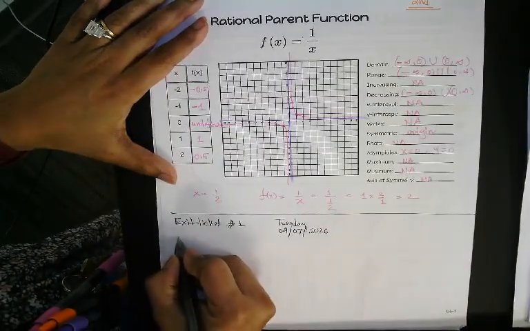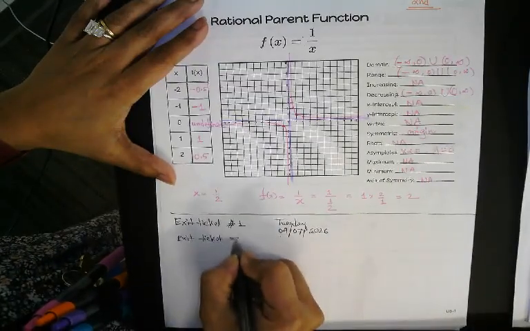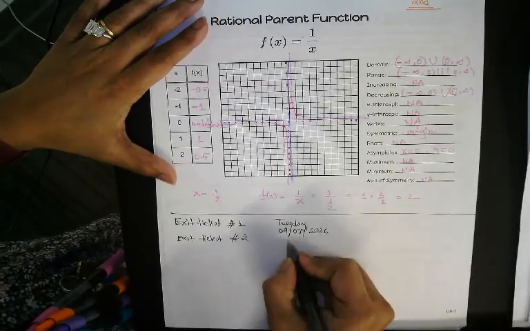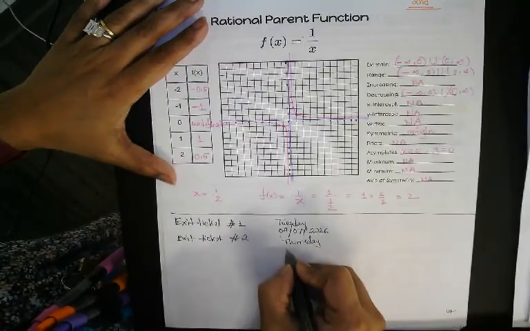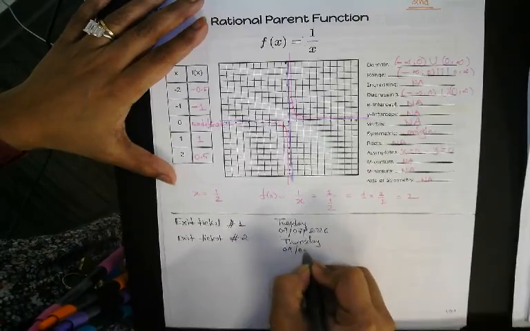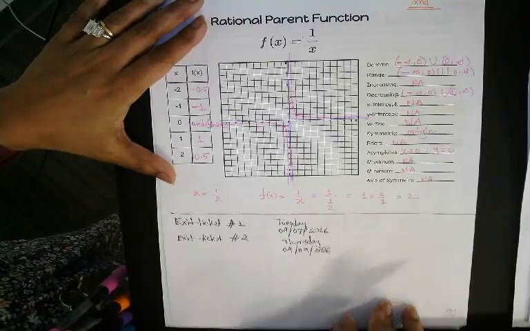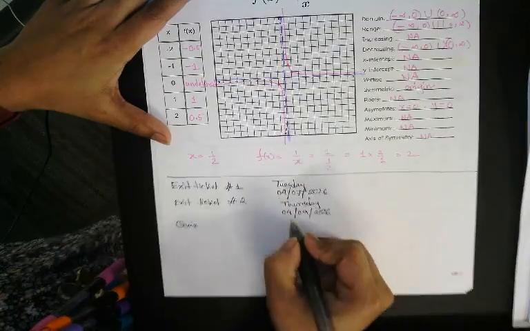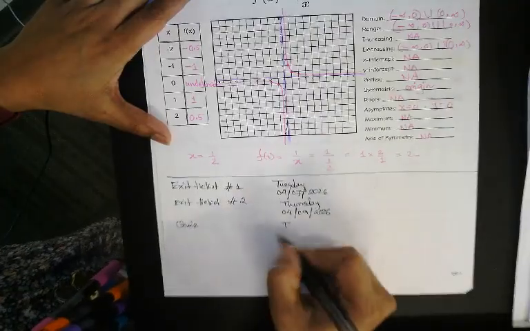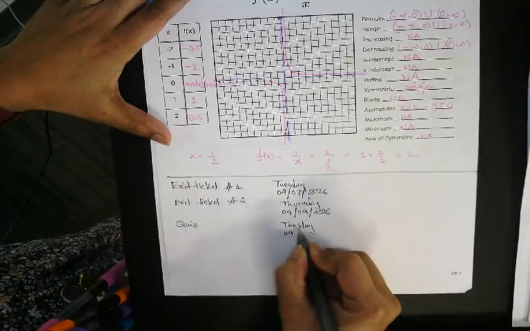And then exit ticket 2. It's going to be on Thursday. That's the 9th. All right. And there will be another on Tuesday, the following week, 04/14.